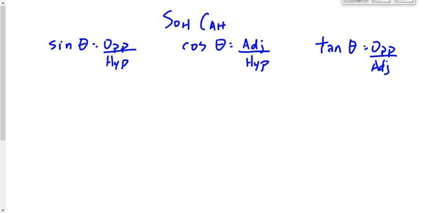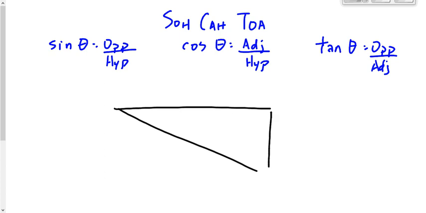Sine is opposite over hypotenuse, cosine is adjacent over hypotenuse, and tan is opposite over adjacent. Now, what's our opposite, adjacent, and hypotenuse sides? Well, if I draw a triangle, it doesn't have to be a vector diagram triangle, just any triangle, and I label an angle right here, theta. This has three sides. One of them's opposite, one of them's adjacent, and one of them's hypotenuse.